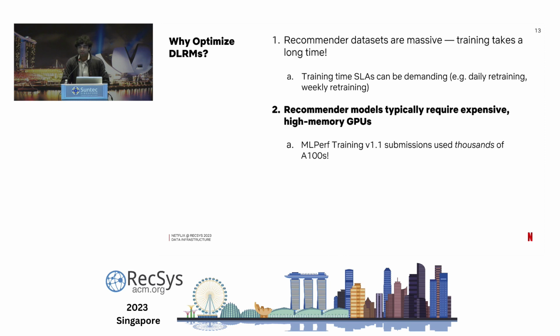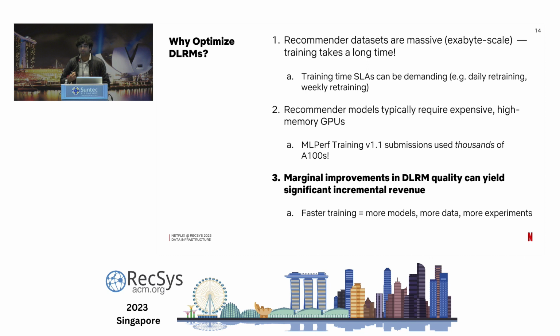Another aspect here comes down to computational cost. DLRMs are typically trained on expensive, high-memory GPUs. When we look at submissions to the MLPerf training benchmark, the submissions there for recommender models often used thousands of A100 GPUs for a single model. So that gives you a sense of the scale of the compute used to train these models and why we're so interested in trying to reduce training times and thus optimize our costs.